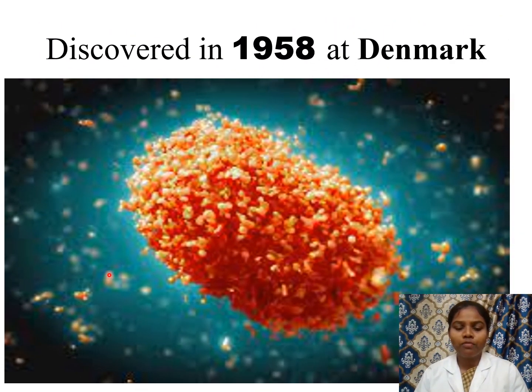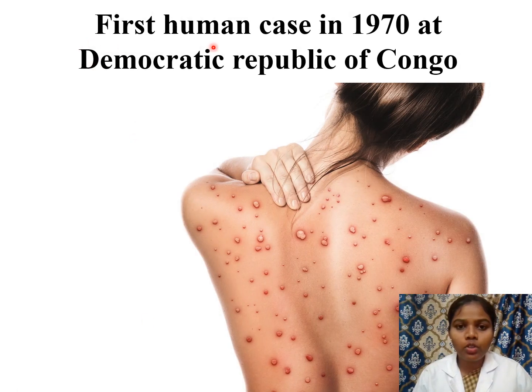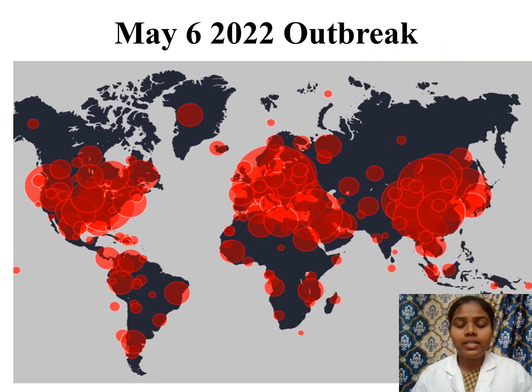Now we'll see the brief history of monkeypox virus. The monkeypox virus was first discovered in 1958 at Denmark. So this virus was first found in the monkeys which were kept for research purpose. So they are called rhesus monkeys. So the virus was not discovered in humans, but it was discovered in animals, that is a group of rhesus monkeys which are kept for research in 1958 at Denmark. The first human case of monkeypox was found in 1970 at Democratic Republic of Congo. The disease of monkeypox remained as an endemic in Nigeria for many years, but in 2022, on May 6, it was announced as an outbreak as it has spread to several countries in the world.